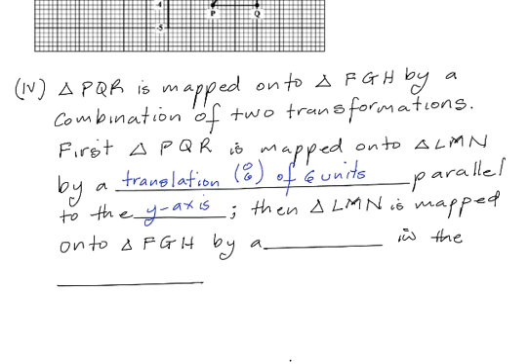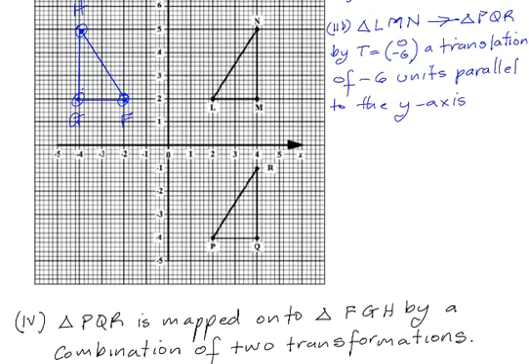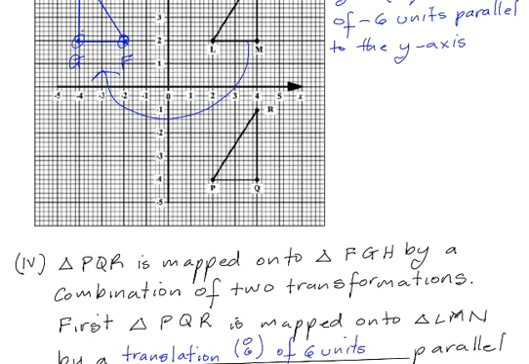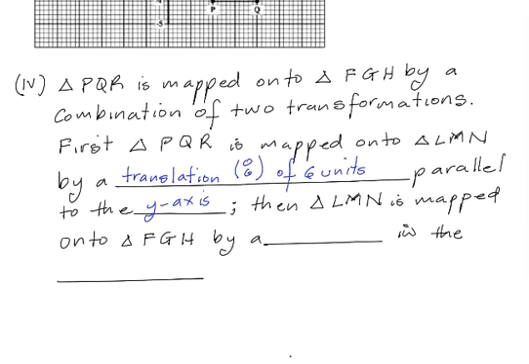Then LMN is mapped onto FGH. So this one is mapped onto this one, mapped onto FGH by a reflection in the y-axis.